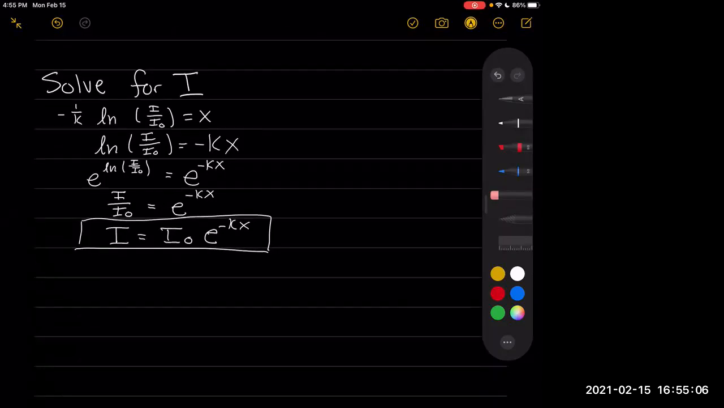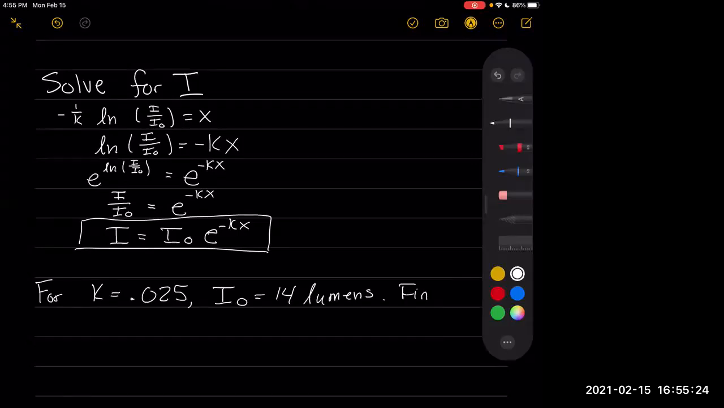Okay, so now we're going to solve for k equals 0.025, I naught equaling 14 lumens. We're going to find the light intensity at a depth of 20 feet. So this is in a pool. I forgot to write that down, but yeah.